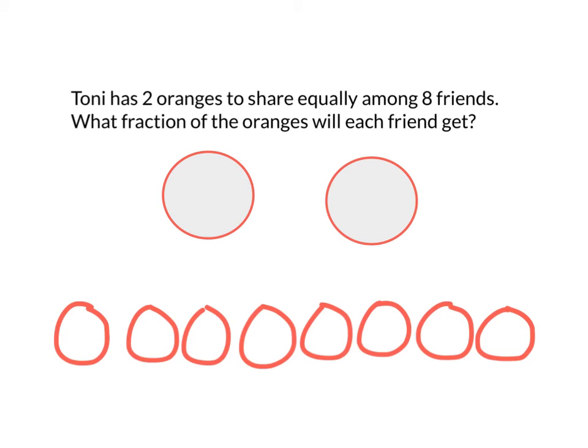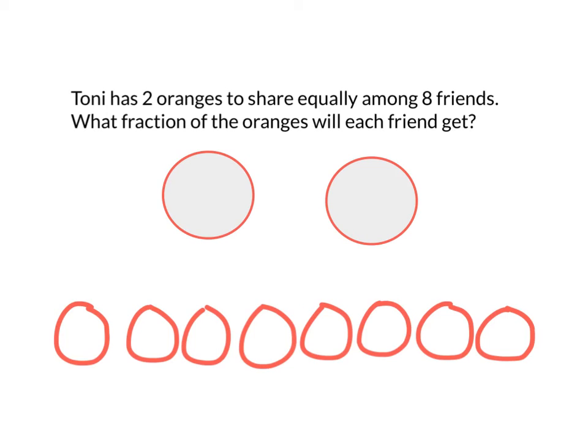Well, because it's food, I can divide it into pieces. There are different ways you could do this. I'm going to divide each orange into 8 equal pieces. Therefore, every friend will get 1/8 from this one and 1/8 from this one, meaning they get 2/8 in all.